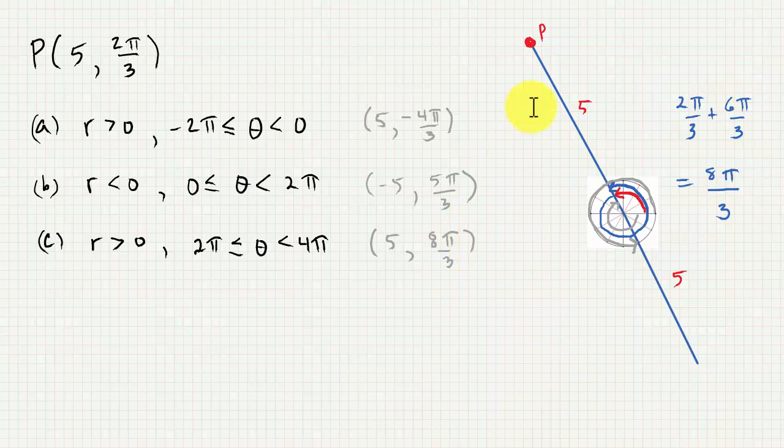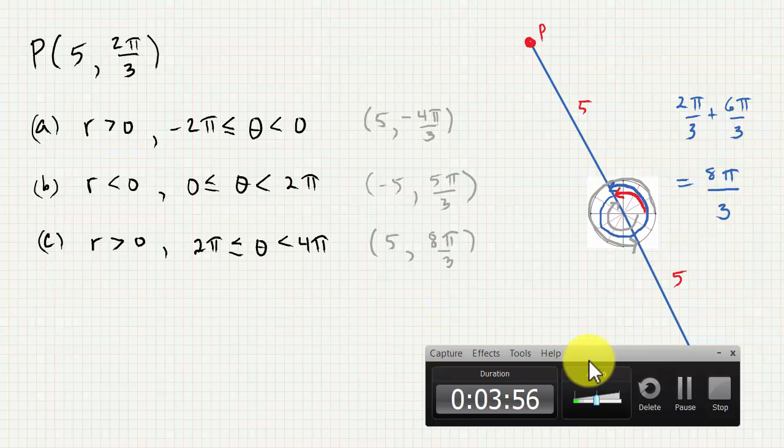All right, I hope that helps with the understanding of how you can use different representations for the same point in polar coordinates. So the representation in polar coordinates is not unique.